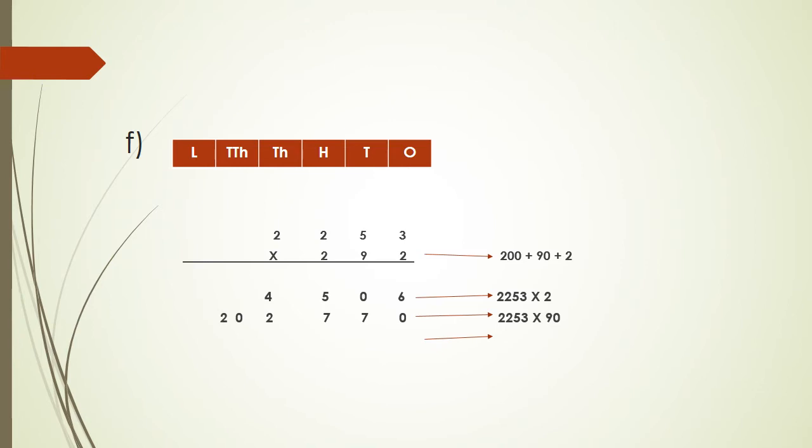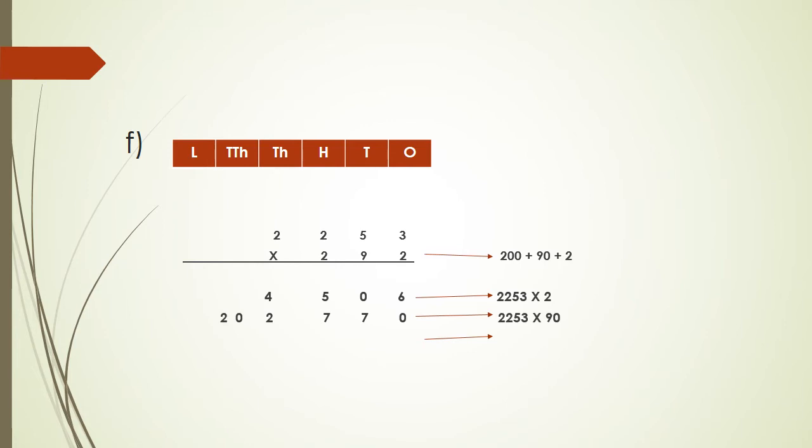So now you will get 9 times 3 is 27. Then 2 carry over. Then 9 times 5 is 45. 45 plus 2 is 47. Then 4 carry over. Then 9 times 2 is 18. 18 plus 4 is 22. Then 2 carry over. 9 times 2 is 18. 18 plus 2 is 20. So your third step is over.